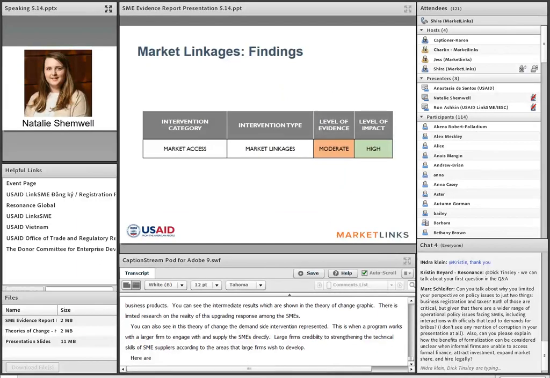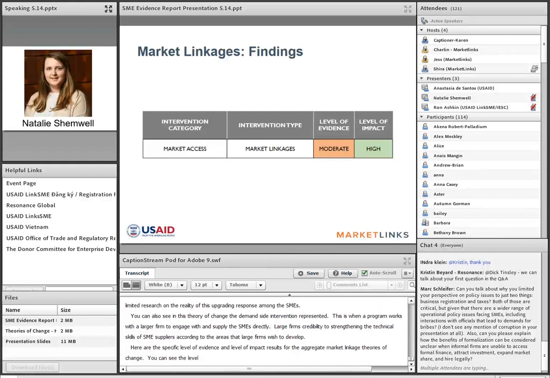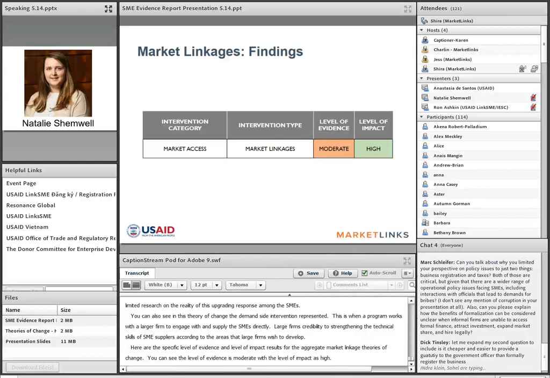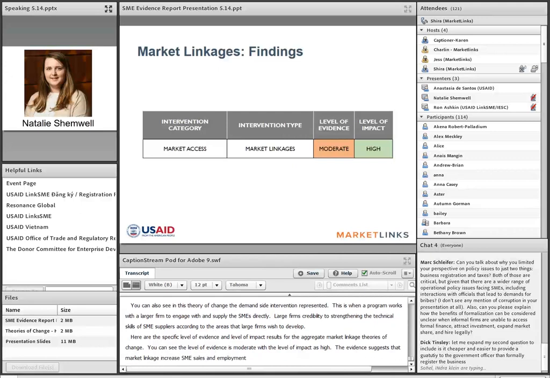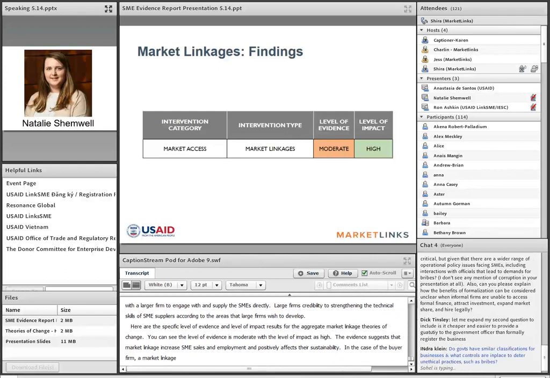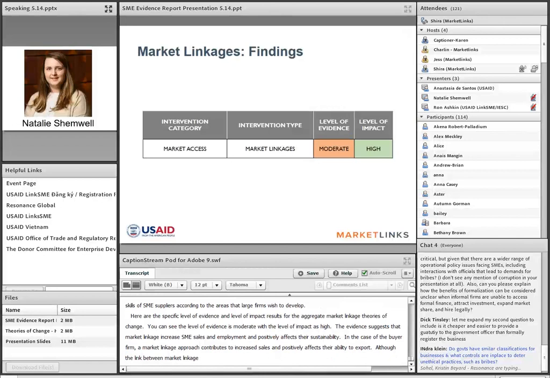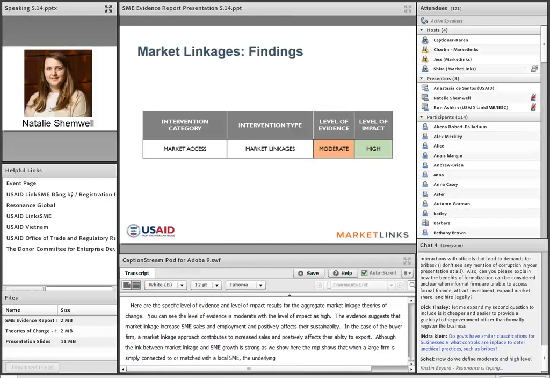So here are the specific level of evidence and level of impact results for the aggregate market linkage theories of change. You can see the level of evidence is moderate with the level of impact as high. The evidence suggests that market linkages programs increase SME sales and employment and positively affect their sustainability. So in the case of the buyer firm, a market linkages approach contributes to increased sales and positively affects their ability to export. Although the link between market linkages programs and SME growth is strong, as we showed here, the research shows that when a large firm is simply connected to or matched with a local SME, the underlying problems are not likely to be resolved.